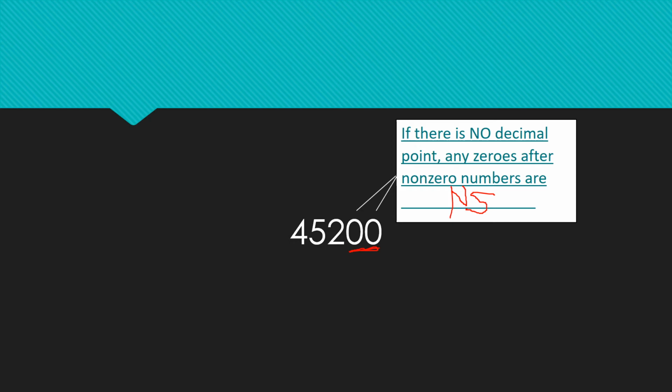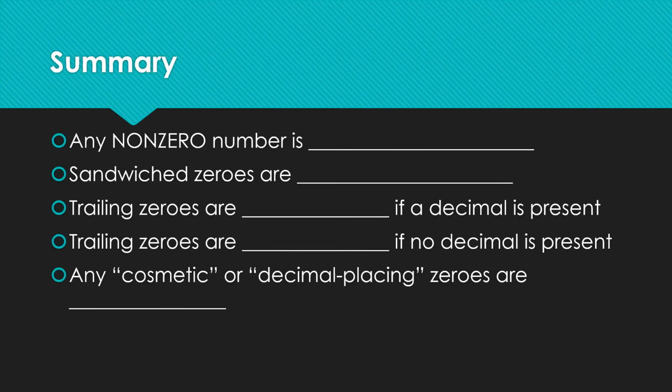All right, so now that we kind of know how to count these numbers, we just want to recap them real quick. Anytime anything is a non-zero, so a 4, 5, 6, 7, whatever, it is significant. Anytime they are sandwiched, so we have zeros between two non-zeros. So if we have 5, 0, 0, 5, then those zeros in between the 5s are also significant.